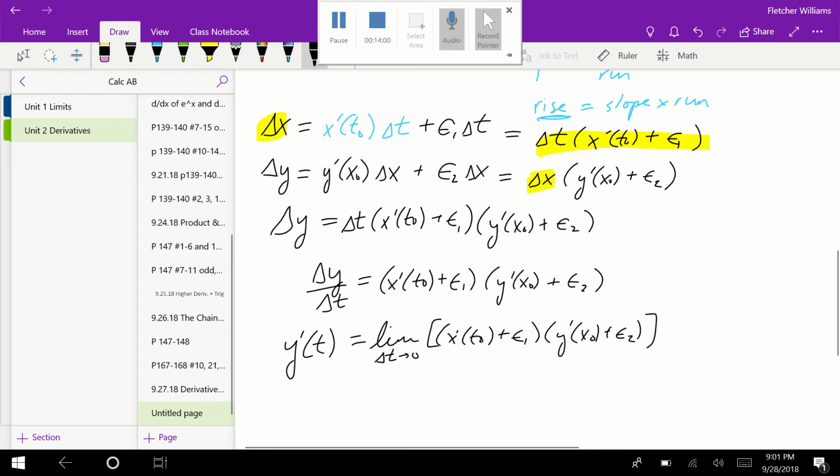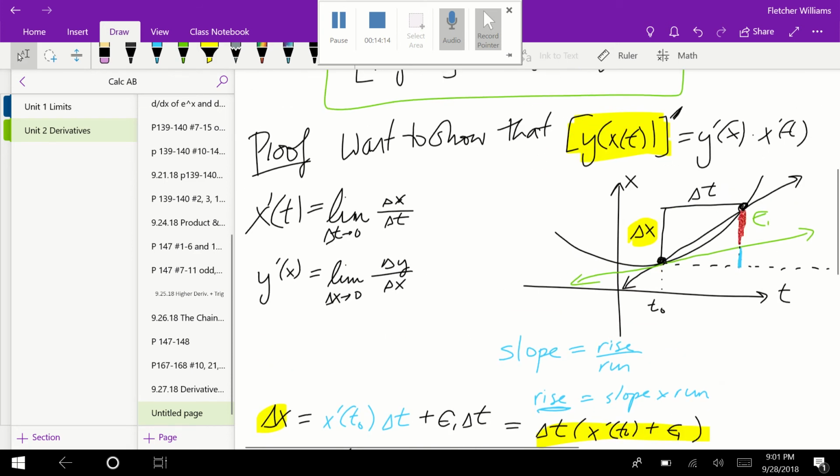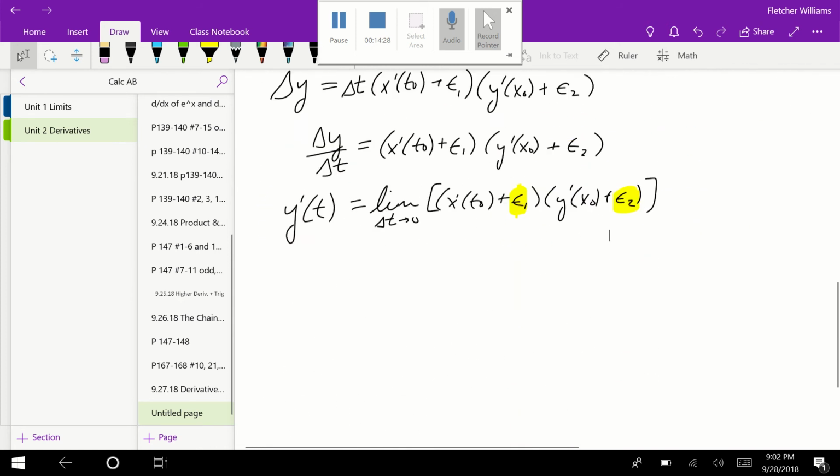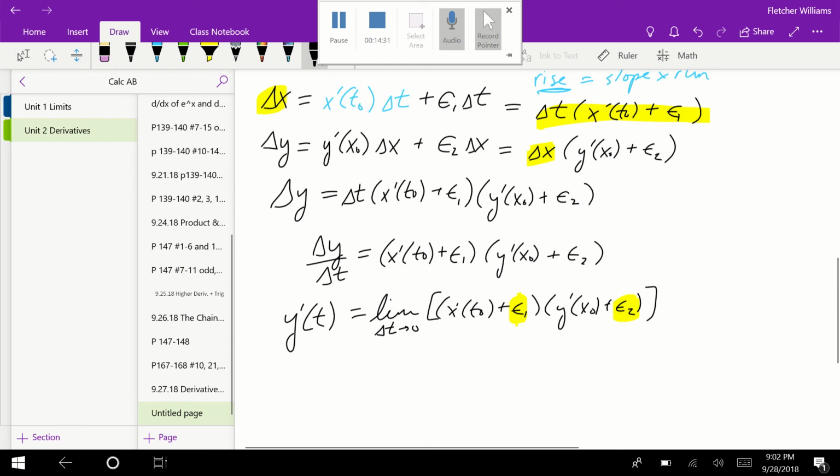Now the clever thing here is realizing that as delta t goes to 0, both of those epsilon values end up going to 0 as well. And if you just look at the graph, the reason is the closer that second point on the secant line gets to the point where you're taking the tangent line at, the closer the slope of the secant line gets to the slope of the tangent line, and the more those epsilon values will shrink. Therefore, you can say that all of this, when evaluated, is just x prime of t.